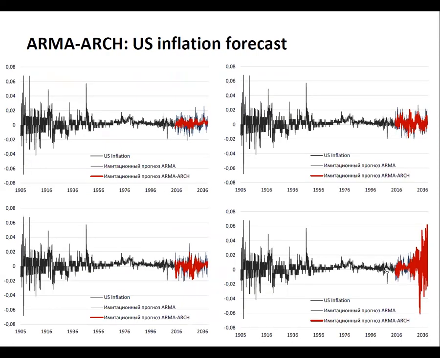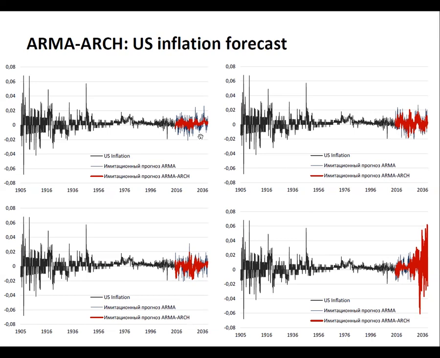Here is an example of forecasts. Here is how I came up with the simulated inflation forecasts. These are 4 samples, 4 different simulation forecasts for the same model. The blue line is a simulation forecast only for ARMA, which we built in previous lectures. And the red line is a simulated ARMA plus Arch forecast, to make it clearer what effects ARMA plus Arch picks up. You can see that in many cases, ARMA plus Arch gives less dispersion than ARMA.